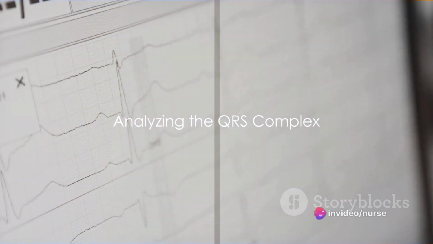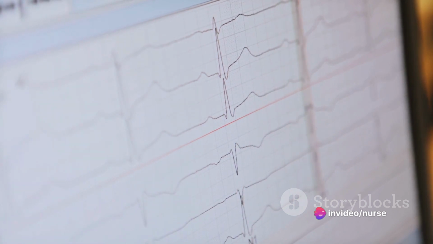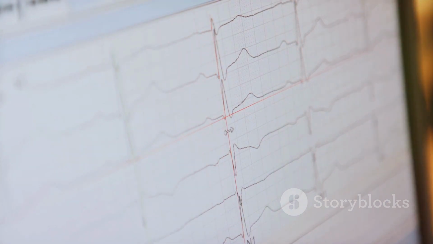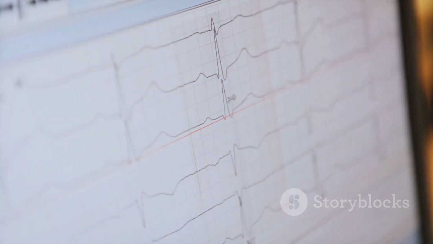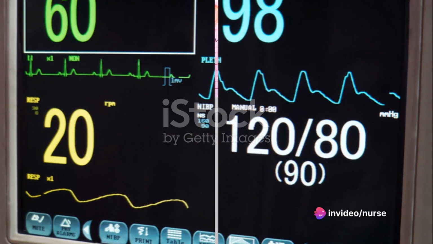Following this, analyze the QRS complex, which represents ventricular depolarization. Its duration should typically be less than 0.12 seconds. The presence of any abnormal Q waves, which may indicate a previous myocardial infarction, should also be noted.